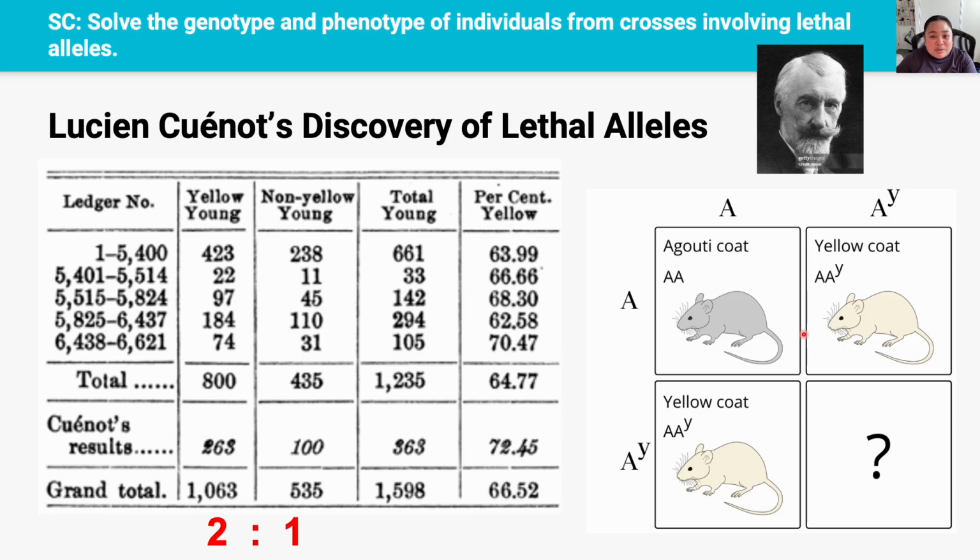What looked like a break from Mendelian inheritance was actually consistent with Mendel's 1:2:1 genotypic ratio, once they considered embryonic death as a hidden phenotype. So these discoveries were the first clear evidence of lethal alleles, genes that are so essential to development that a mutation creating a new allele can cause death.